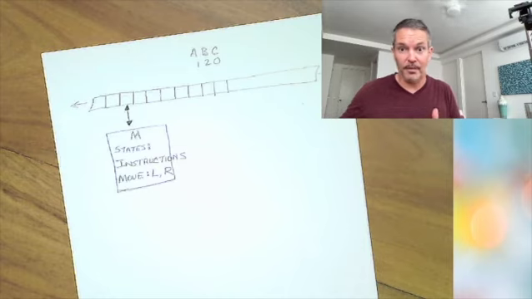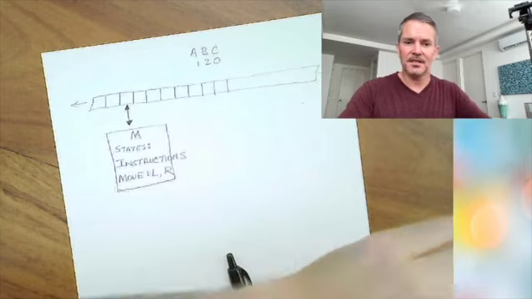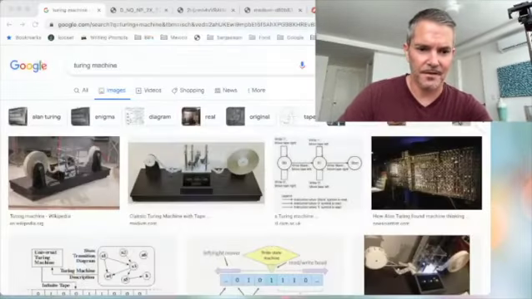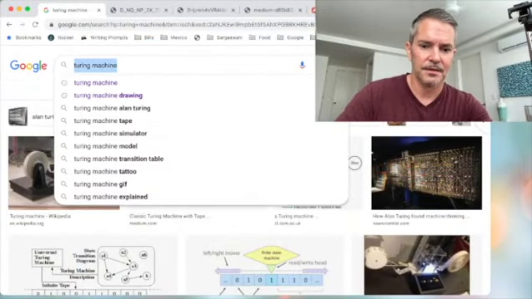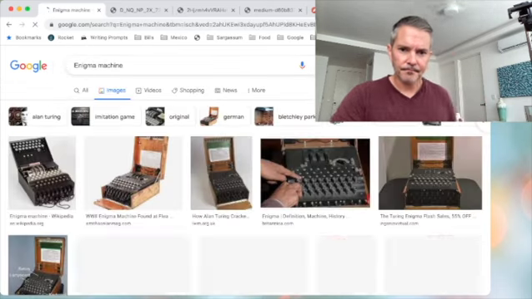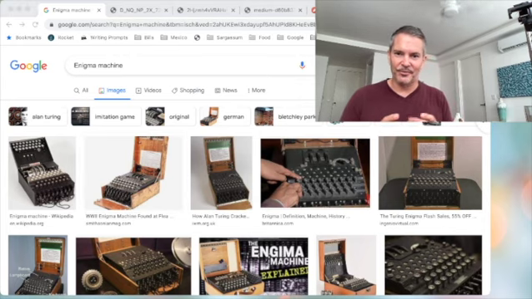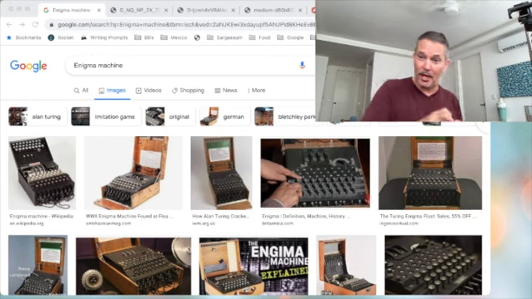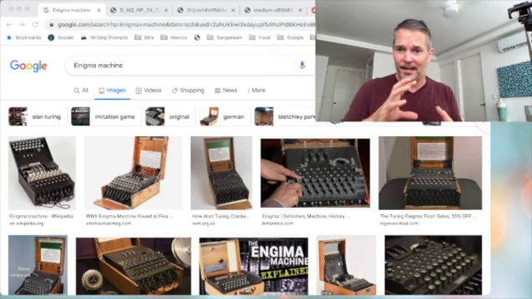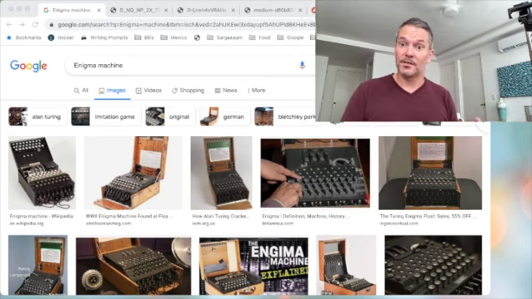You might have heard of a movie about him called The Imitation Game, where it tells the story of this famous German encoding device called the Enigma. Let's pull up the Enigma just for fun here and show you what I'm talking about. So this is kind of what an Enigma machine looked like. It looked like a typewriter, and inside of it, it had different mechanical disks and devices. It was an encoding machine.